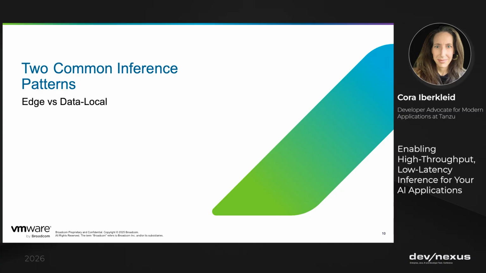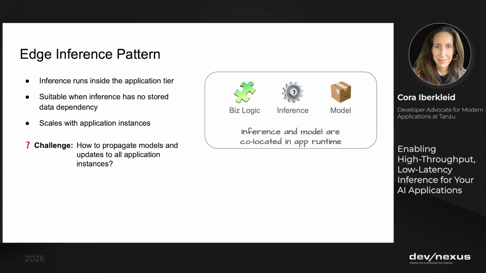So I want to cover two different patterns. One, I'm going to call this edge, not necessarily IoT edge, but just edge meaning away from your data, and one that requires data. So we'll call them edge and data local. So the edge inference pattern.